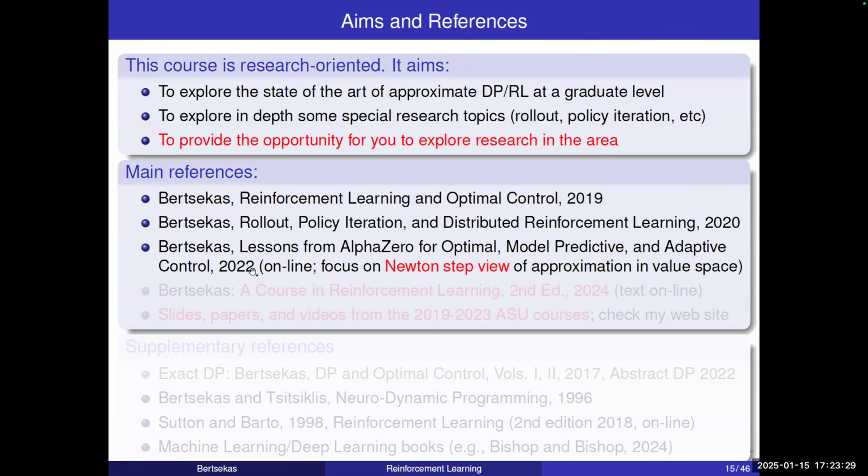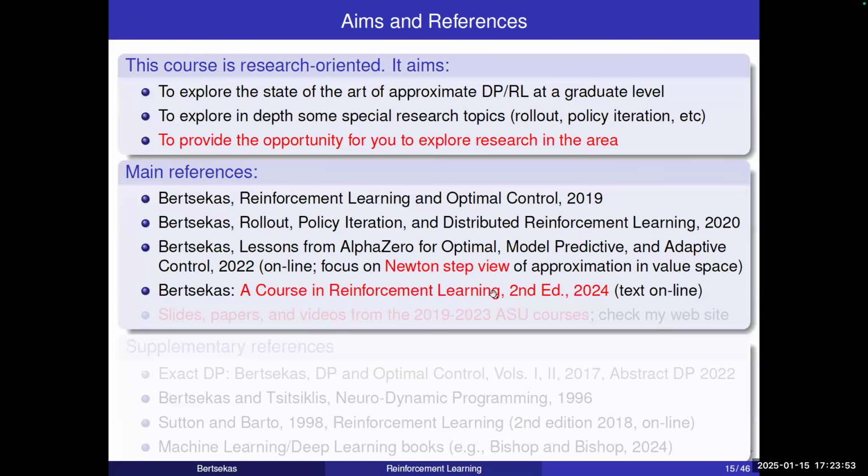Then after 2022, I wrote this book, which is a different kind of book. It's short, very intuitive, focuses on visualization. It's relatively easy to understand, and it focuses on the fundamentals, this Newton step view of approximation in value space. It's also available on the internet. You can take a look if this is for you.